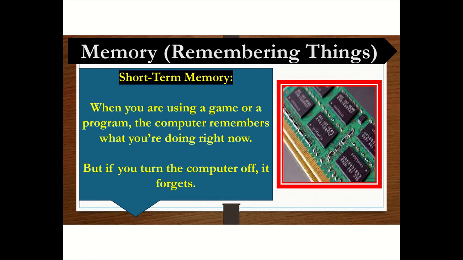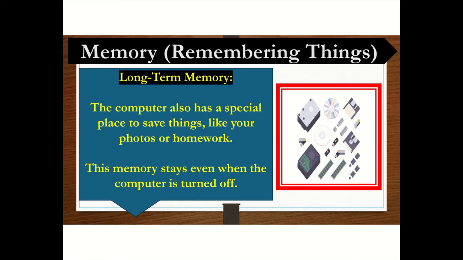Memory, remembering things. Short-term memory. When you are using a game or a program, the computer remembers what you're doing right now. But if you turn the computer off, it forgets. Memory, remembering things. Long-term memory. The computer also has a special place to save things, like your photos or homework. This memory stays even when the computer is turned off.